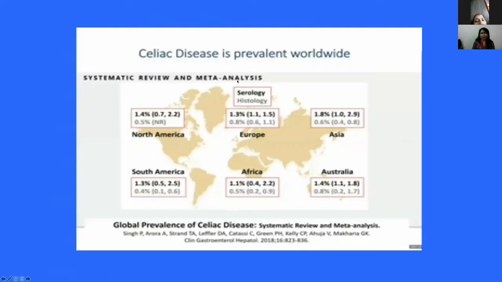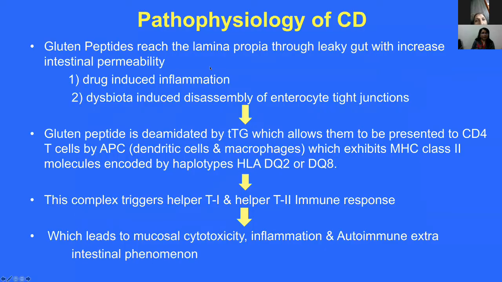Prevalence all over the world is there. You can see it from Asia, Europe, North America, even South America. Almost all over the world, this is distributed, and the figure is around 1% all over the world.